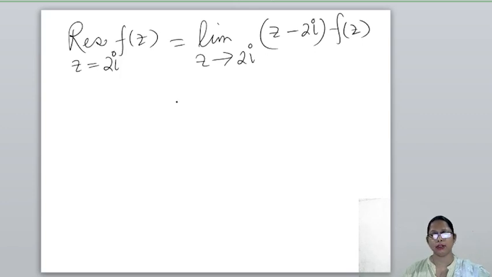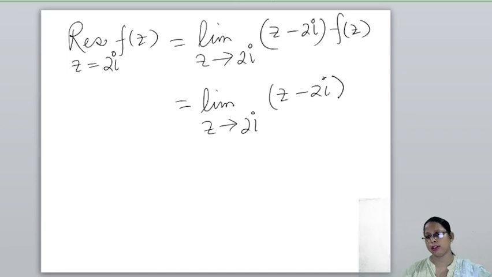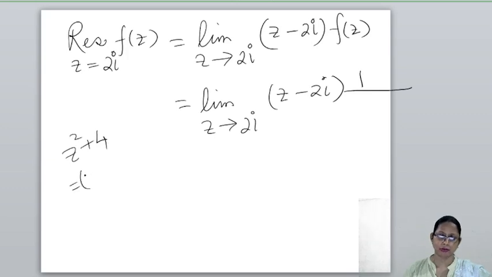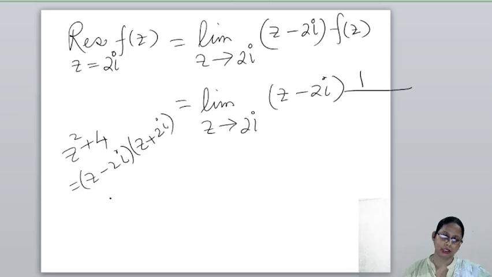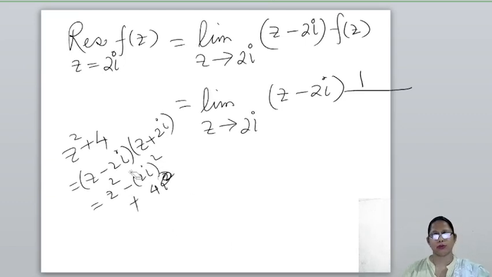What is f(z)? f(z) is my function 1 by z square plus 4. Now these are the factors of z square plus 4: z square minus (2i) square, that is 4i square, which is minus 1, so this is z square plus 4. Now I am writing the factors instead of this.